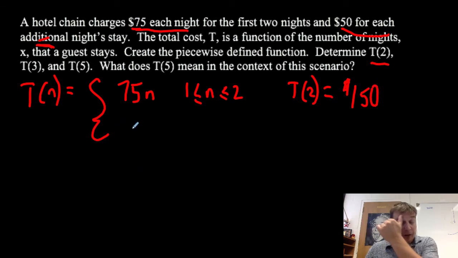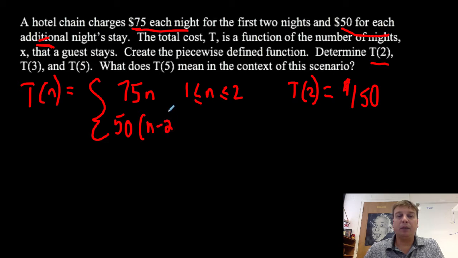Now I've got to figure out, okay, after that, it costs $50 a day for every day past the first 2 days. So if I stay 3 days, I'm only going to get charged 1 day at $50. So that means I'm going to do n minus 2, because the first 2 days are paid for. How much do the first 2 days cost? $150.